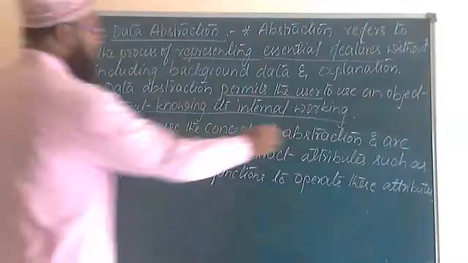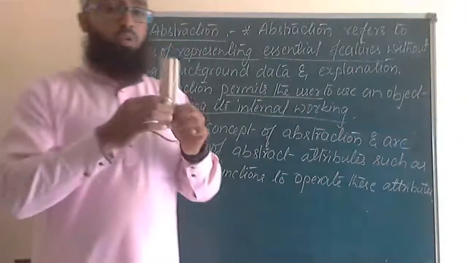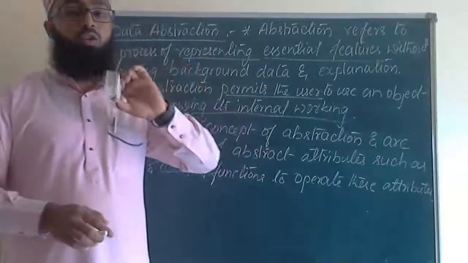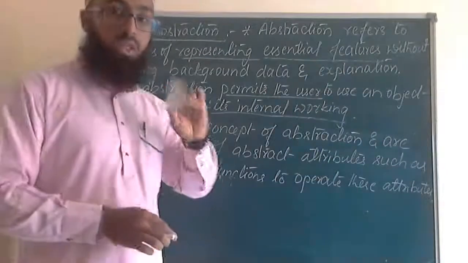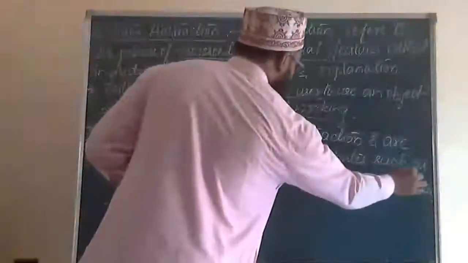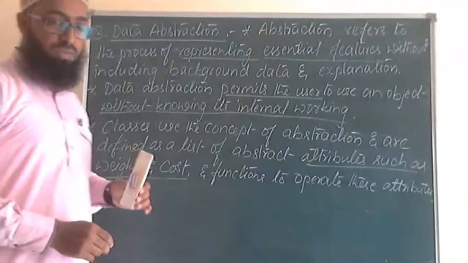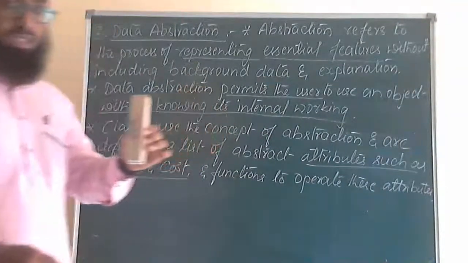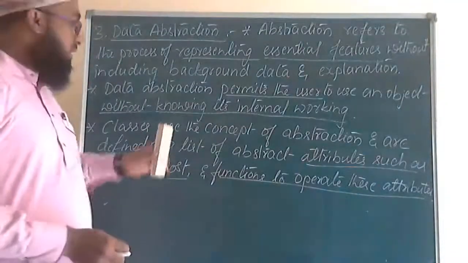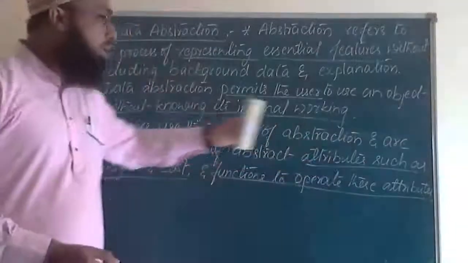Here, classes use the concept of abstraction. For what will it be used? For example, take a duster as an object. It has two attributes: one is the weight of this duster, and another one is the cost of this duster. So classes use abstraction to give a list of attributes like weight and cost, and also they give functions to operate these attributes.